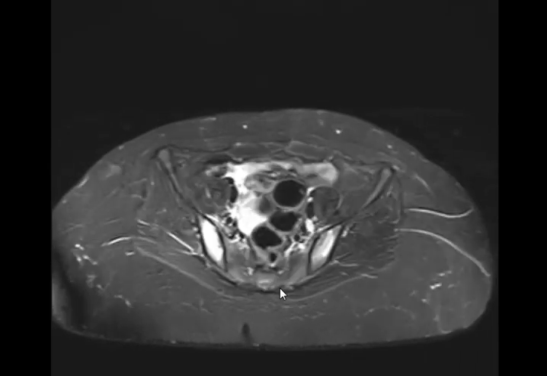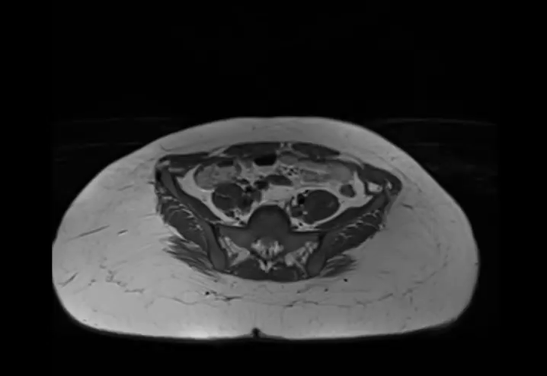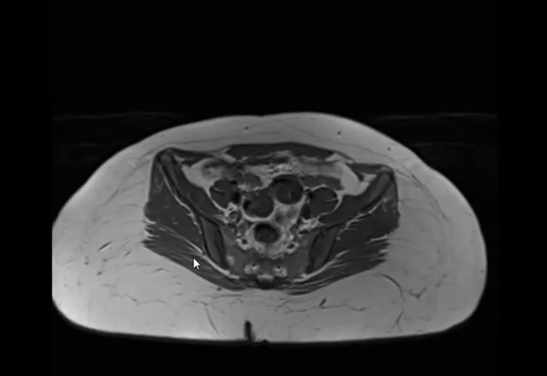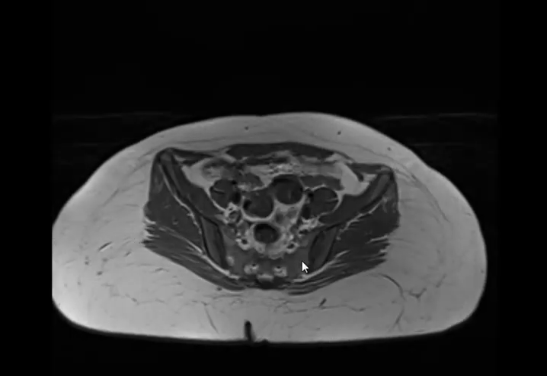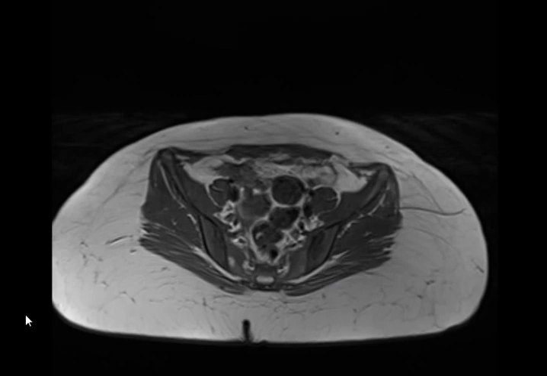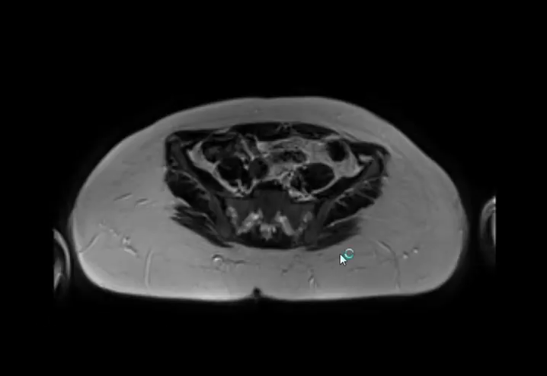Let's see the rest of the sequences, you have more sequences. This is low signal on T1. T1 axial showing low signal intensity, confirming it is an edema. Yes, meaning it's an inflammation. Good. Features go with sacroiliitis. It's bilateral.